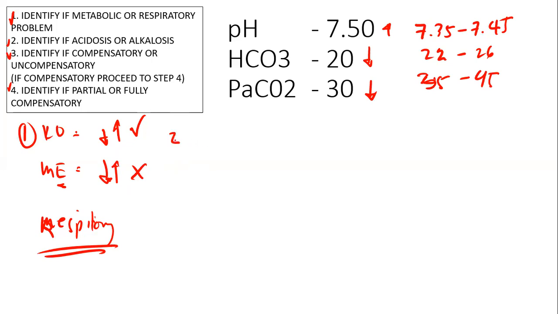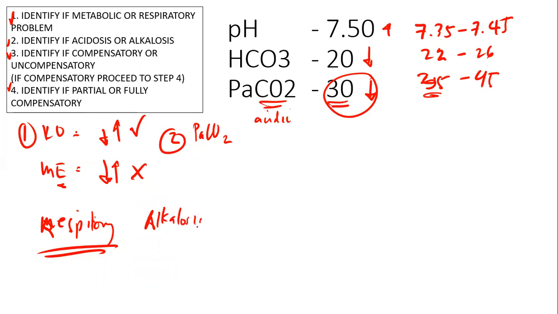Now, next, number two, we have to identify if it is alkalotic or acidotic. Now, what is the problem? Respiratory. So let's take a look at our PaCO2. So 30. Normal is 35. Therefore, I have a few carbon dioxide. By nature, I know carbon dioxide is acidic. So konti lang yung carbon dioxide ko. Therefore, it is alkalotic or alkalosis.